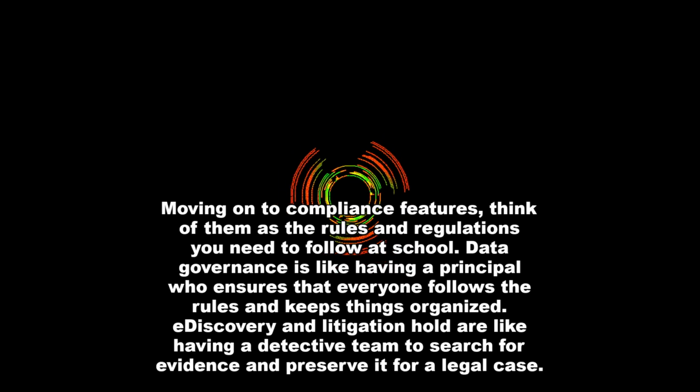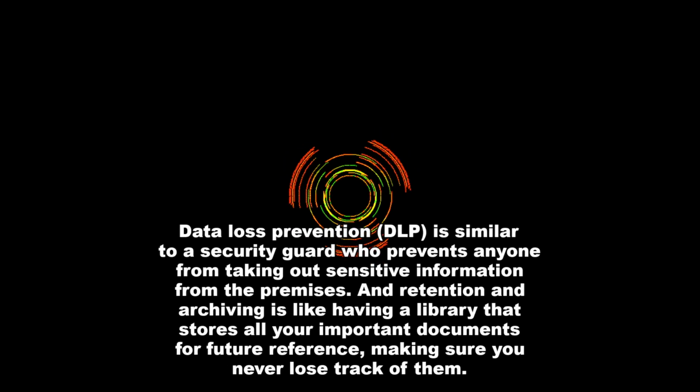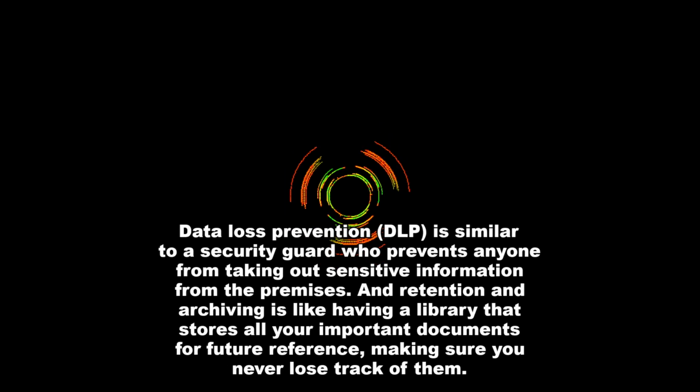Moving on to compliance features, think of them as the rules and regulations you need to follow at school. Data governance is like having a principal who ensures that everyone follows the rules and keeps things organized. E-discovery and litigation hold are like having a detective team to search for evidence and preserve it for a legal case. Data loss prevention, DLP, is similar to a security guard who prevents anyone from taking out sensitive information from the premises. And retention and archiving is like having a library that stores all your important documents for future reference, making sure you never lose track of them.